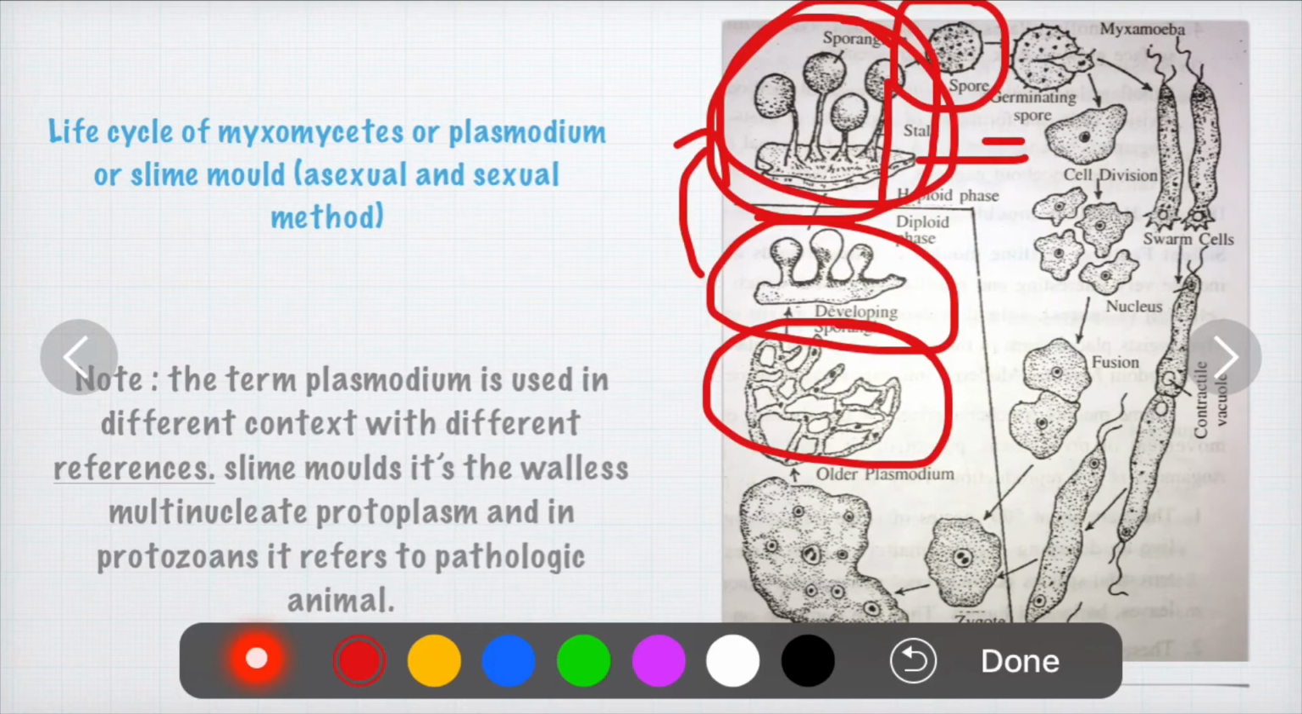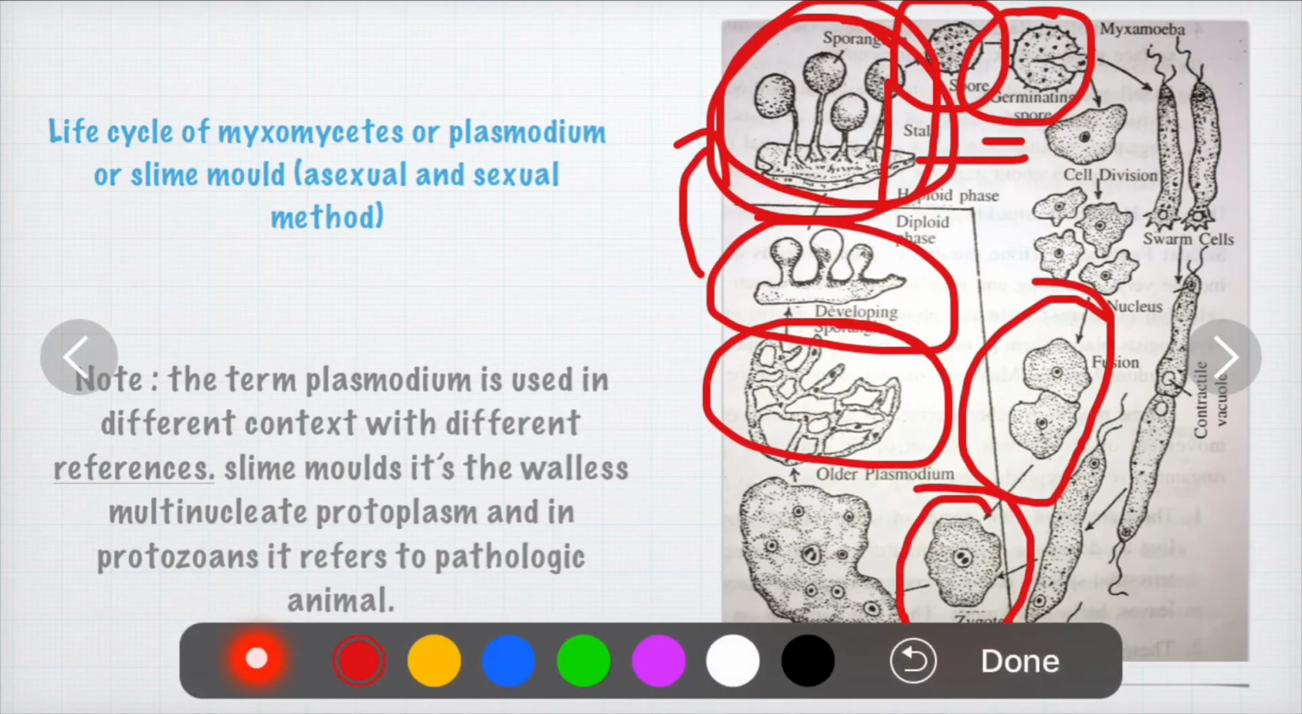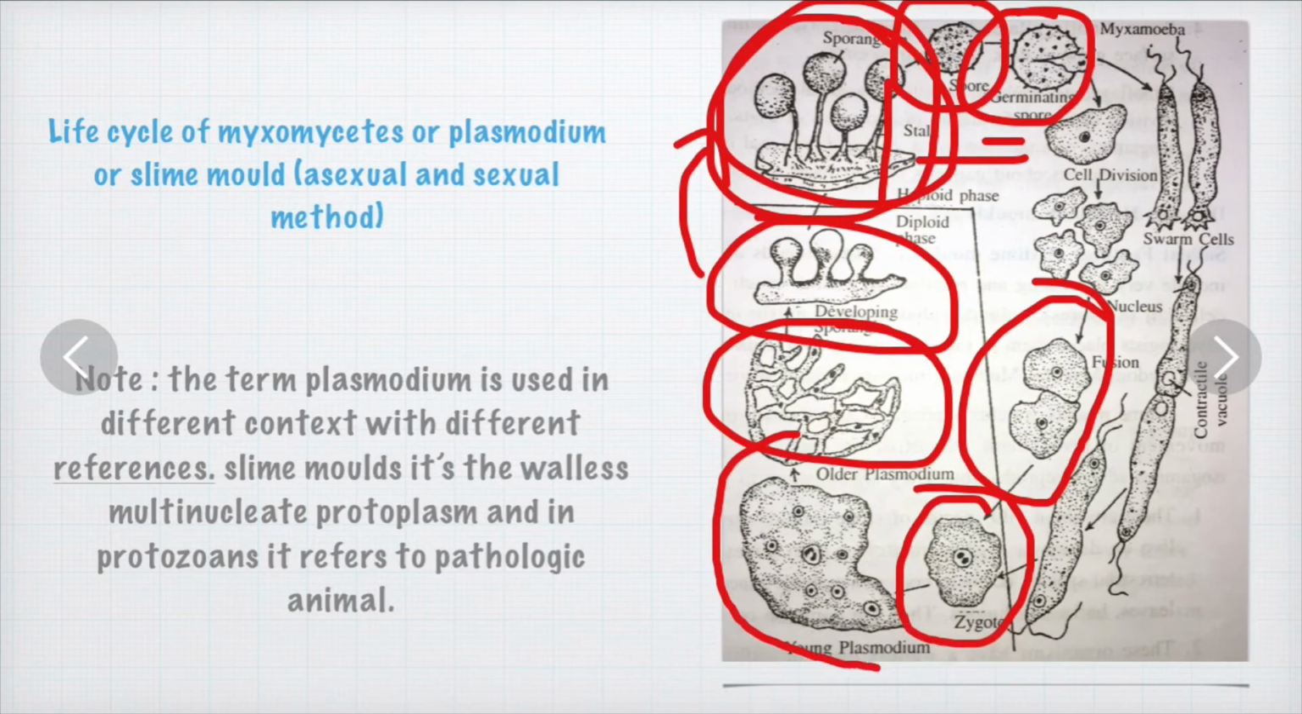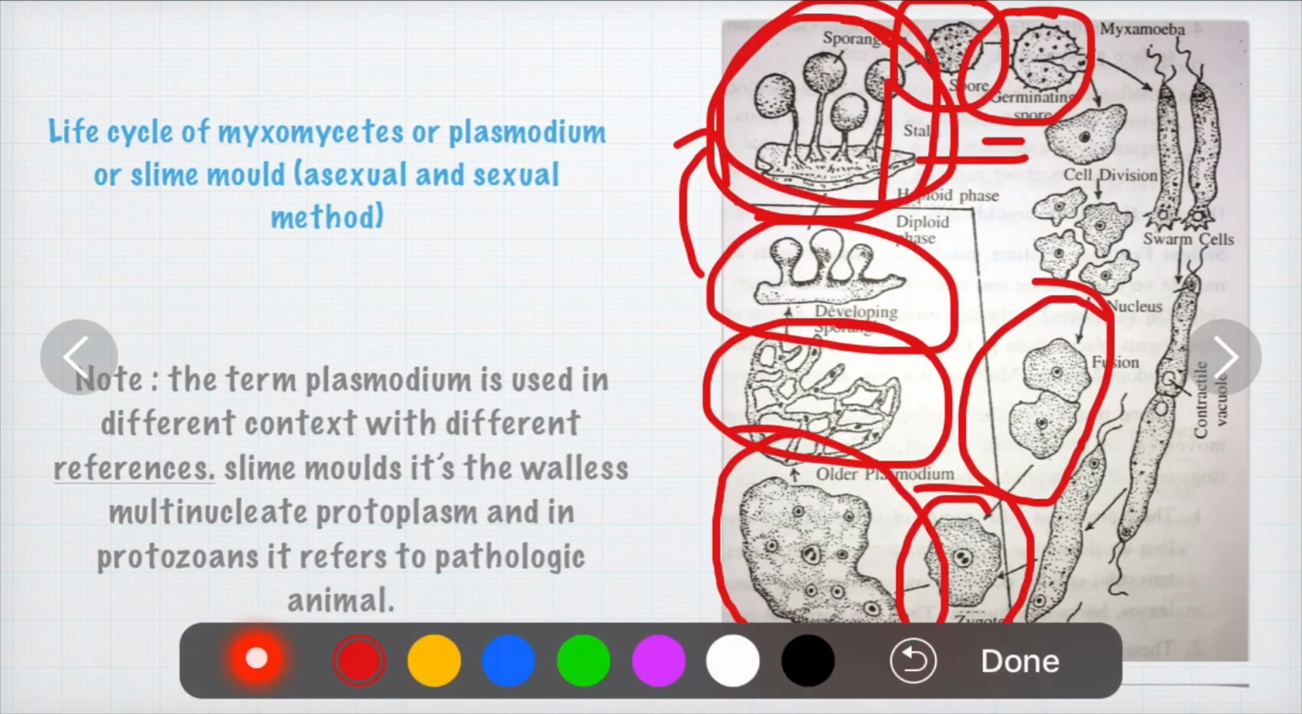The spores germinate. If the germinated spores are of different kinds, they fuse together to form a zygote, that is a diploid cell, which develops into a new plasmodium. This is the new germinating plasmodium. So this is the sexual reproduction.